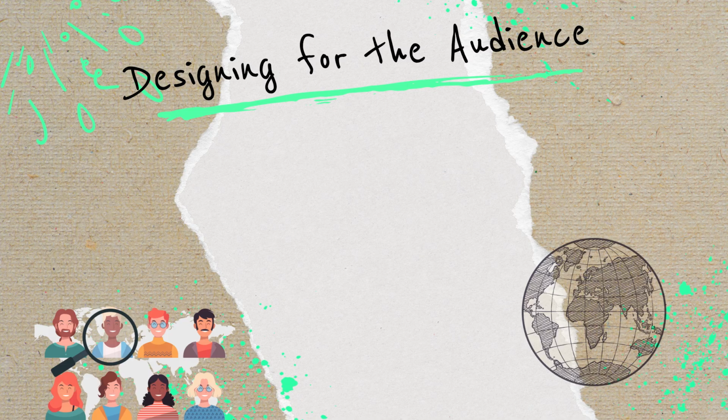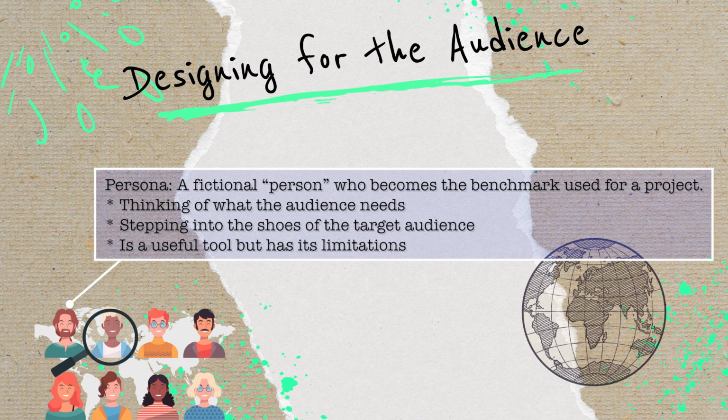When designing any interactive product, the first step is understanding your audience. We use personas, fictional characters that help us focus on the user's needs, preferences, and behaviors. These personas help guide design decisions, but we must remember they have limitations.